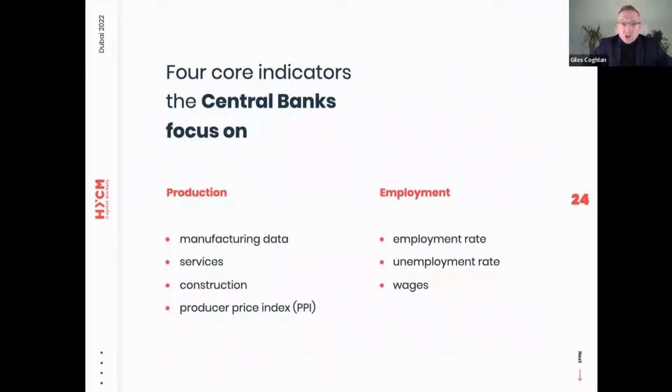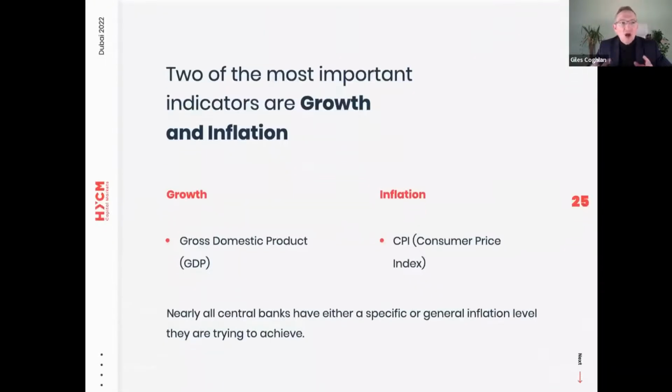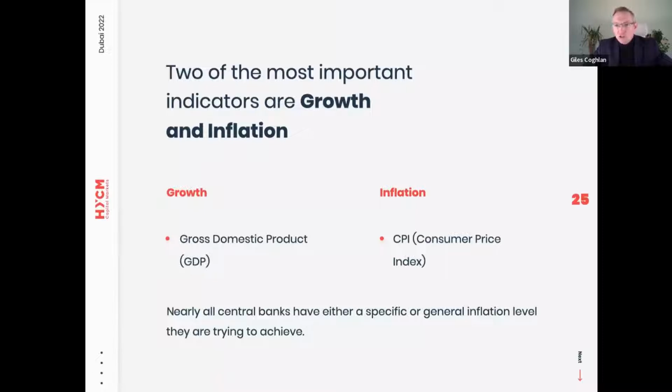When a central bank is deciding its path of monetary policy, there are 4 core indicators it's really looking at. It's looking at production, employment, inflation, and growth. And it's trying to ascertain where all these different factors are at and how the overall health of the economy is, and what the bank needs to do to maintain inflation at a target of around 2%. Most central banks have a target of there or thereabouts, about 2% inflation.